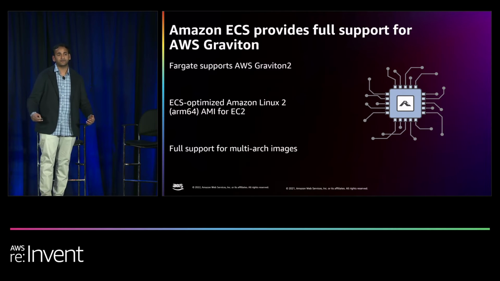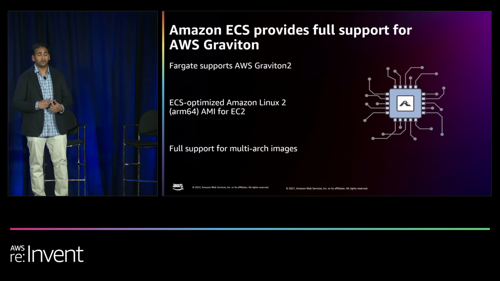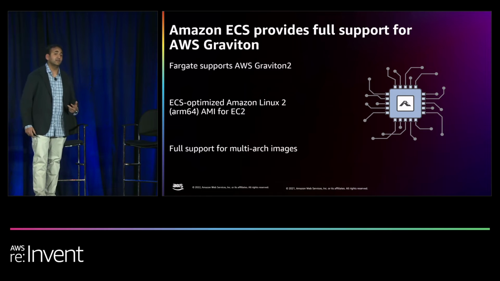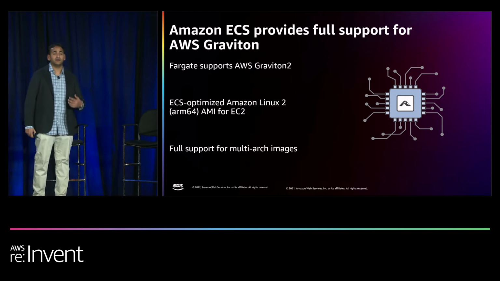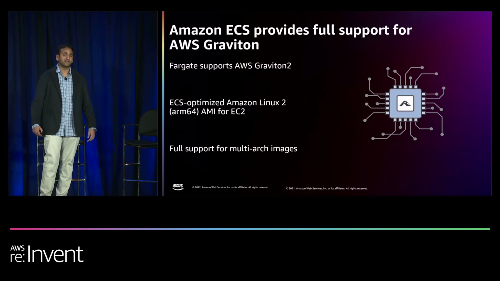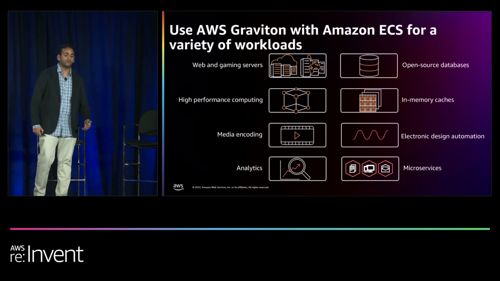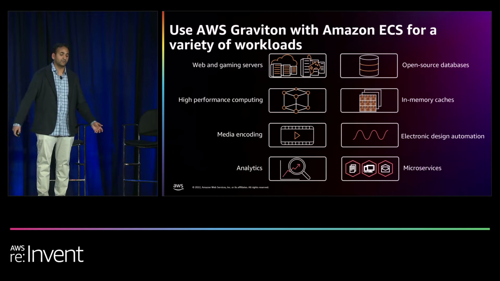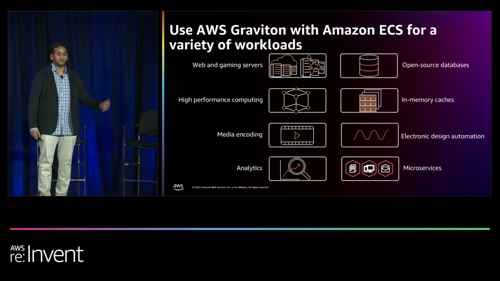ECS is deeply integrated with Graviton. You can run ECS tasks on Graviton with Fargate. You can run ECS tasks on EC2 with Graviton. You can simply use Graviton instances with an ECS optimized AMI and use that to run your containers. And ECS fully supports multi-arch images which are needed to run Graviton. And we've seen customers across the board utilize Graviton with ECS for a number of workloads, for everything from microservices to caches to media encoding, analytics, whatnot.